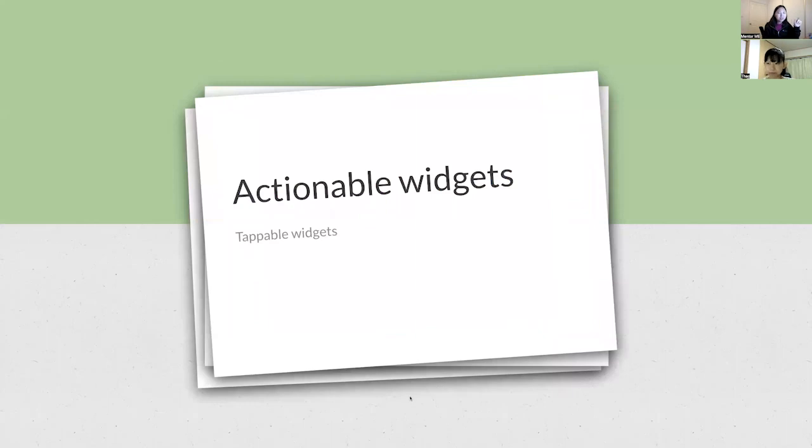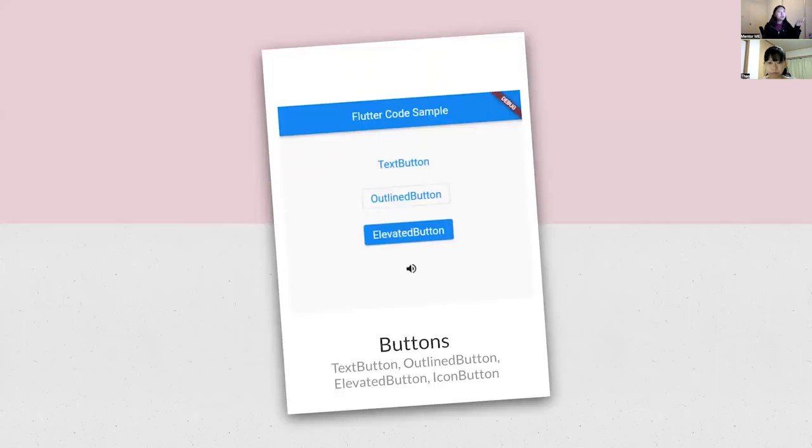Okay. The second last group of widgets is actionable. Actionable widgets are those widgets that can receive an action and do something with the action. So for example, just now we have the buttons. As I mentioned, flat button and raised button are already deprecated. So right now we have text button, outline button, elevated button, and also icon button.